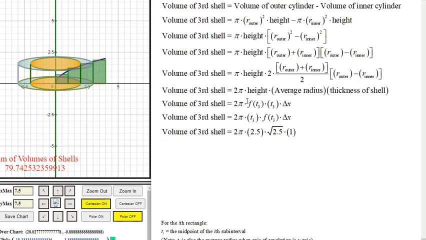The height is f of t sub 3. t sub 3 is the midpoint for the third shell, for the third rectangle. And then the average radius is t sub 3. And then the thickness of the shell is delta x. And so we end up with 2 pi, and then the average radius is 2.5, and the height of the shell is the square root of 2.5. And then for this particular problem, the thickness of the shell is 1. And so this is the volume of shell number 3.